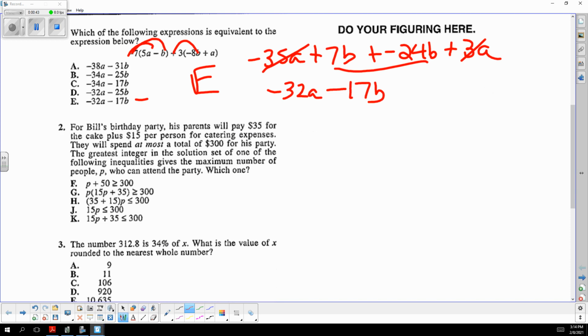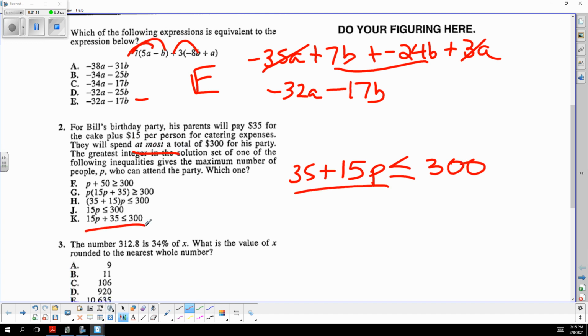This is a story. You will pay $35 plus $15 per person and spend at most. What does at most mean? It means less than or equal to. So whenever you see the words at least, you say greater than or equal to. Here we can spend at most, and they reverse those two down here for the answer K.